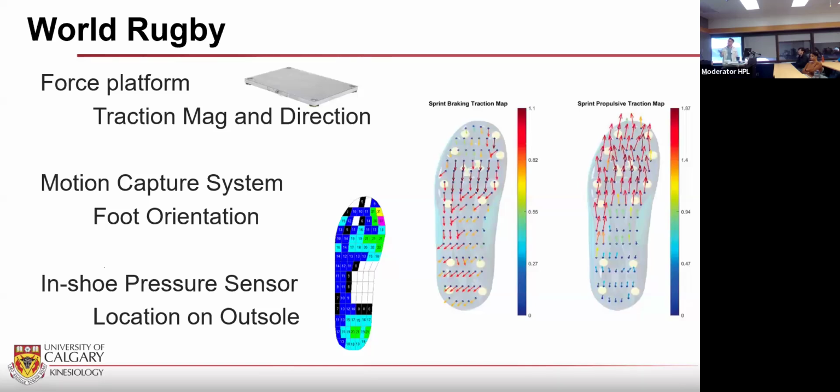And here's just two more examples of some overall resulting traction maps. So this is just during the braking phase of sprinting. So we can see the magnitudes, the directions, and the locations of the required traction during that braking phase. And as well, this is during the propulsive or the push-off phase of a sprint.